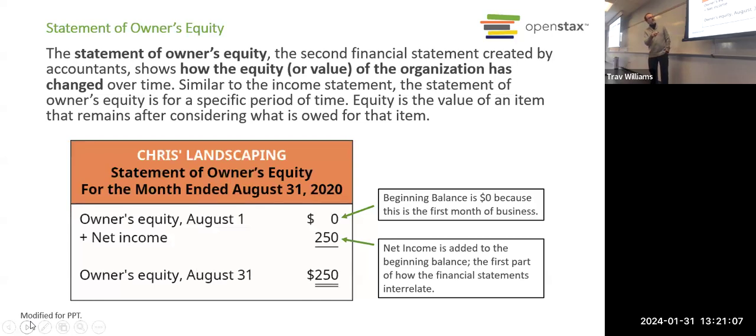And this is Chris's landscaping business. Name of his company. We see it's a statement of owner's equity. We see it's for the month of August 2020. And it's a very simple statement. It says that at the beginning of the month, Chris had 0 equity.